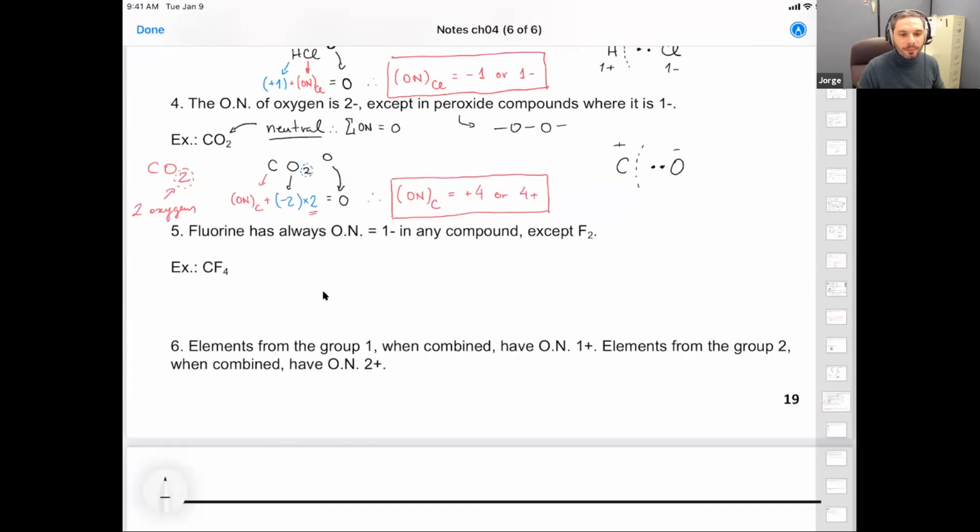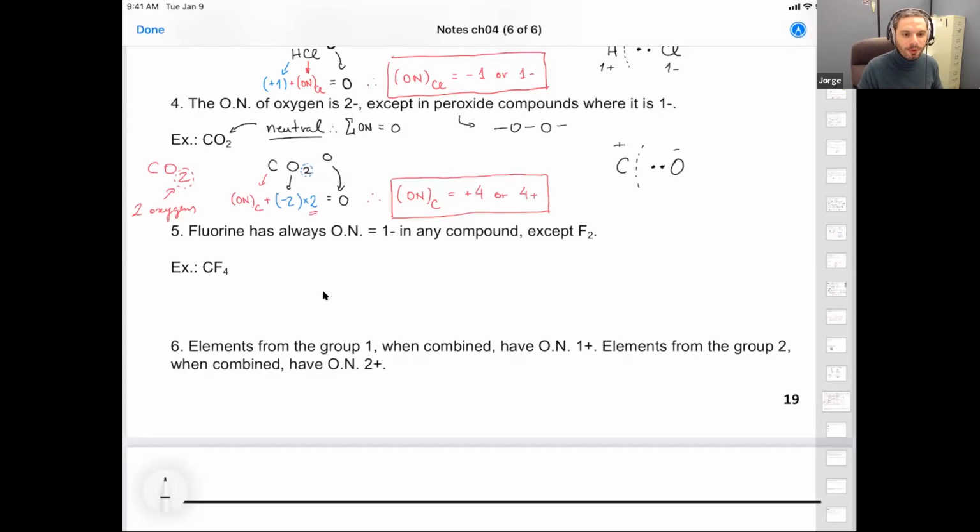Okay, so rule number 5, fluorine is the strongest of the elements and has always oxidation number equal to 1 minus in any compound. The only exception is when fluorine is bonded to fluorine. Therefore, in this case, the oxidation number is going to be equal to 0 because the strength that they pull is the same. Okay. For all the other cases, fluorine has oxidation number equal to 1 minus.